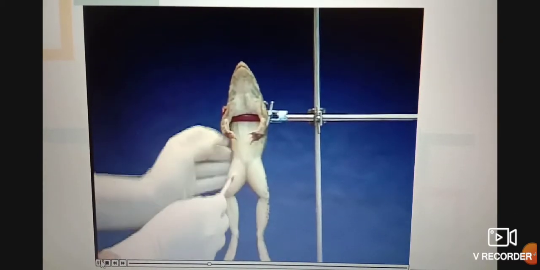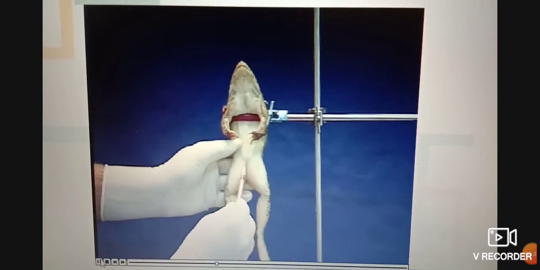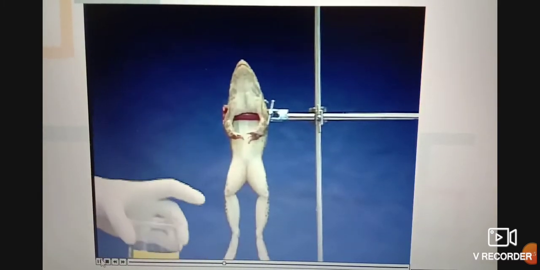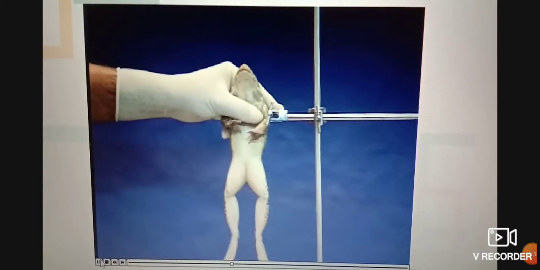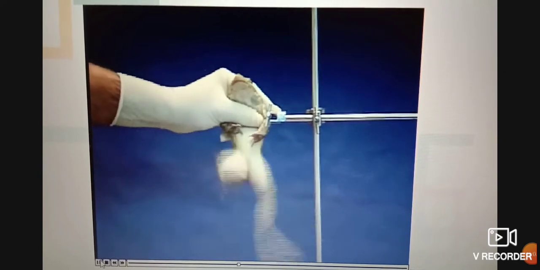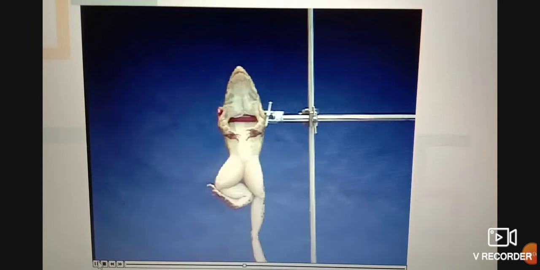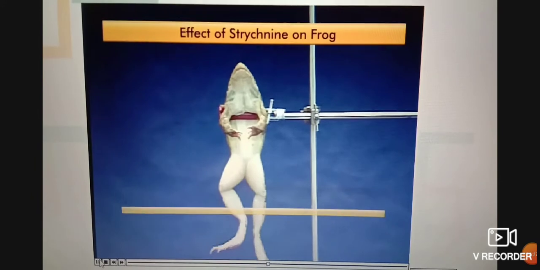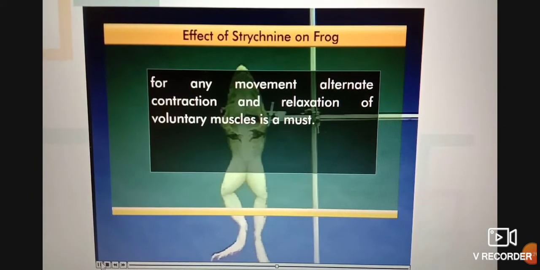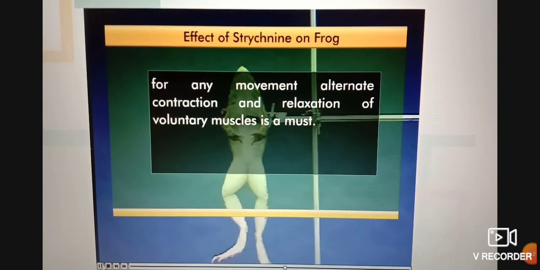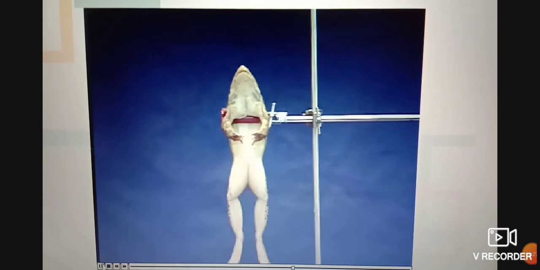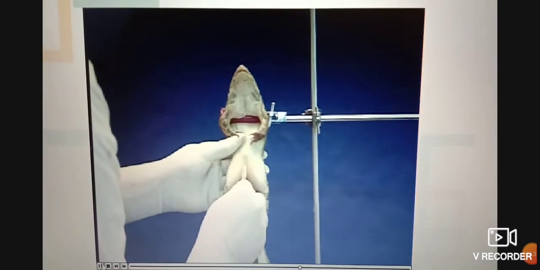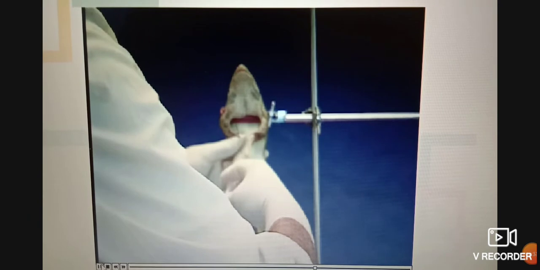Inject 0.1 ml of strychnine sulfate solution intraperitoneally. After 1 minute, once again dip the leg of the frog in glacial acetic acid and observe its response. Now, observe the response. You will notice that the movement of the frog's leg is in upward direction. Remember, for any movement, alternate contraction and relaxation of voluntary muscle is a must. Repeat the same procedure after injecting 0.2, 0.3 and 0.4 ml doses of strychnine sulfate solution.